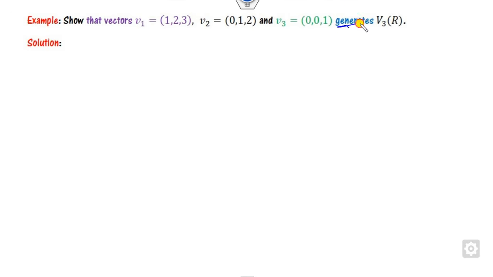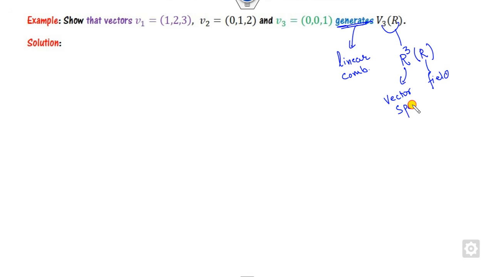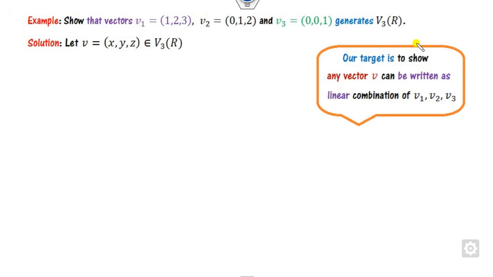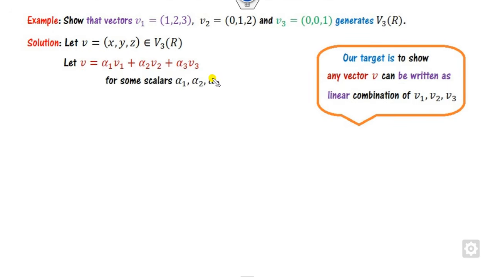Show that this generates the space. Generate means you have to check whether it can be written as a linear combination or not. What is V3? V3 is nothing but my R cube, and R is my field. This R cube is my vector space. So you can take any element in R cube. I can take V as any element, and your target is to express this as a linear combination. How can you write it as a linear combination? Since there are 3 vectors, I can write alpha 1, alpha 2, alpha 3 like here. And your target is to find the values of alpha.